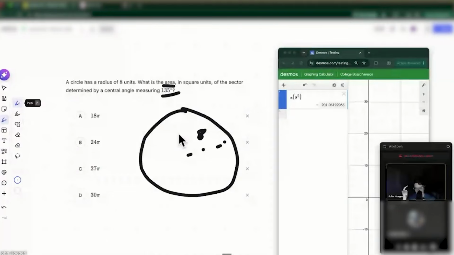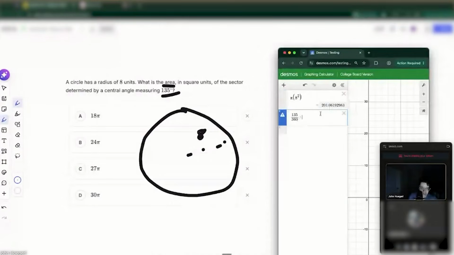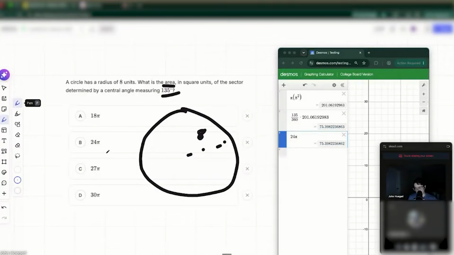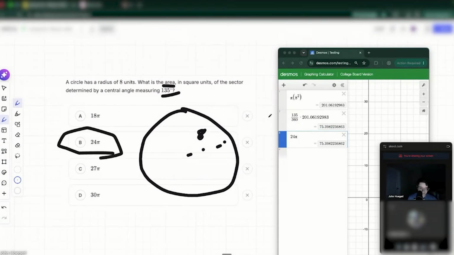And so for 135 degrees, all we would have to do there is 135 divided by 360, and then just go ahead and multiply that amount by this, which would be 64 pi. And then I just have to convert each of these numbers into that. So I can just see like 18 pi. Okay, that's not enough. 24 pi. Yep, that's enough. So therefore 24 pi must be the answer. So not too complicated, just pizza logic again.